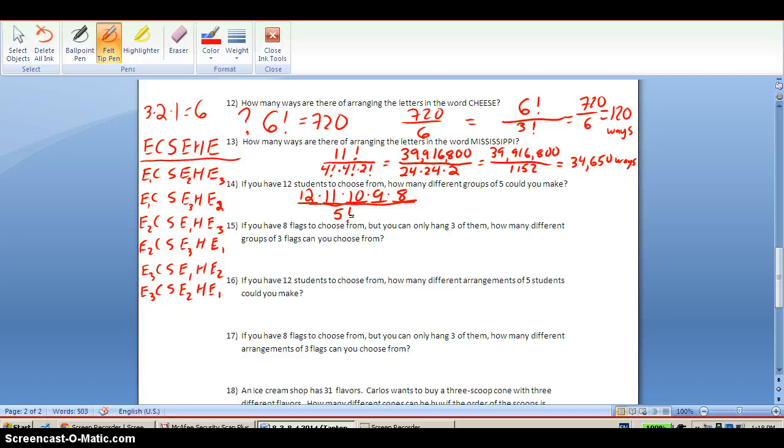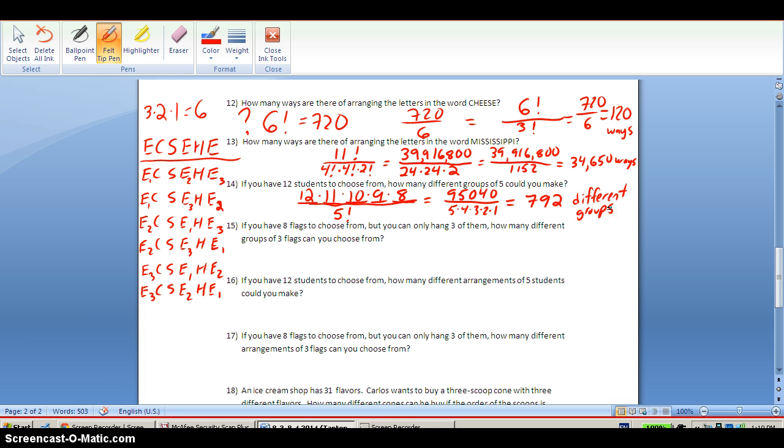So we end up getting 12 times 11 times 10 times 9 times 8, which is 95,040. And we divide that by 5 factorial, which is 5 times 4 times 3 times 2 times 1. I'm going to put parentheses around 5 factorial, and I get 792 when I divide that. I use parentheses to make sure I'm dividing by this whole denominator. 95,040 divided by 5 factorial gives me 792 different groups that I could make.